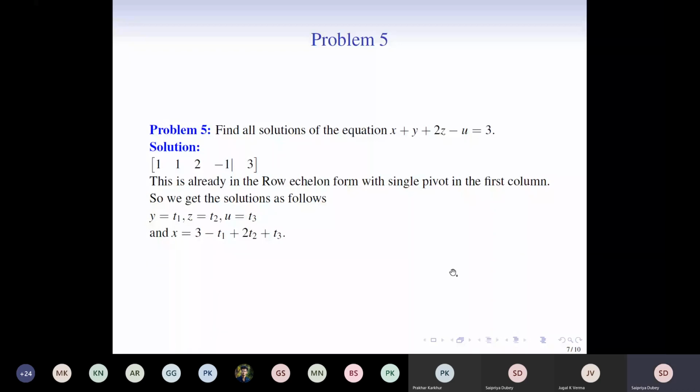Sir, shall I continue with the more extra problems? Yeah, we can take one more problem. All right.